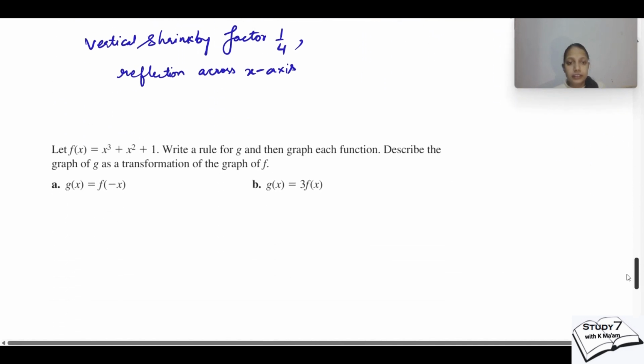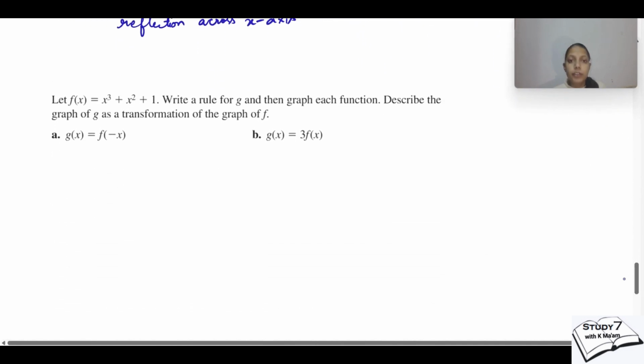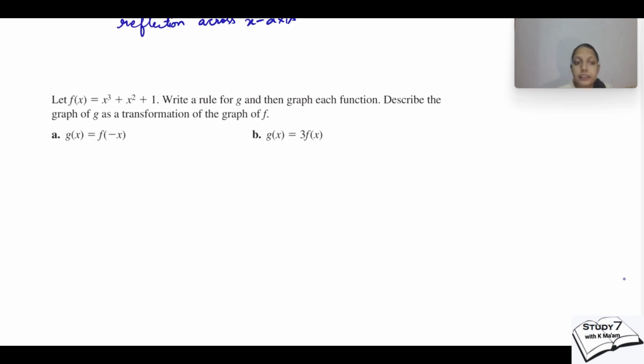Next is this. f(x) is given. We have to write a rule for g. Then graph each function. Describe the graph of g as a transformation of the graph of f. g(x) is what? f of negative x. What is the name here? The name is reflection across y-axis.